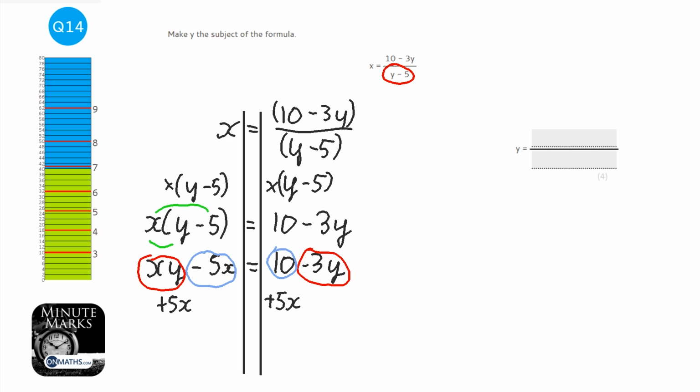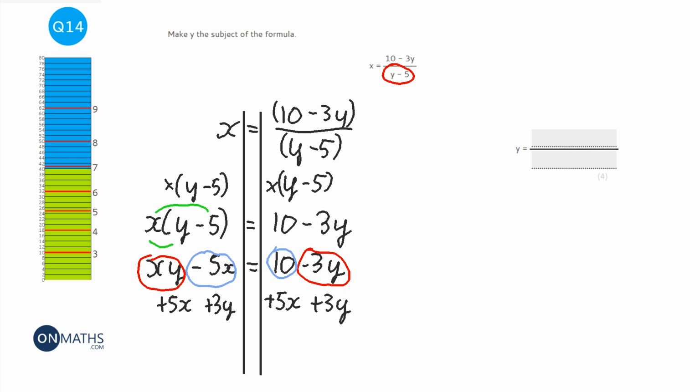but I'm also going to add 3y to both sides as well. So I'm doing 2 in 1 here. So it's xy plus 3y, and on the right hand side we've got that 10 that hasn't moved plus 5x.